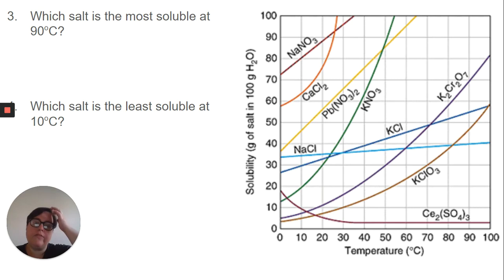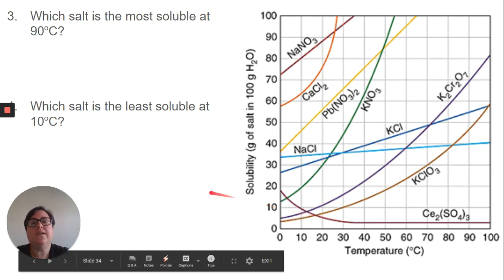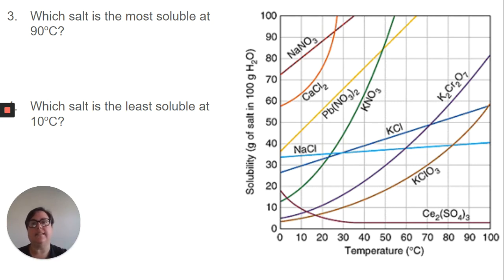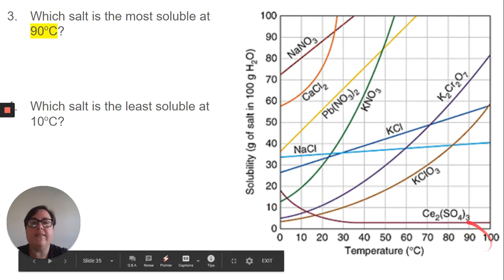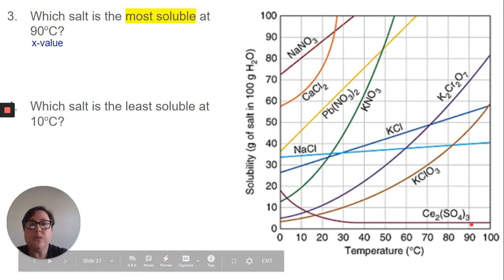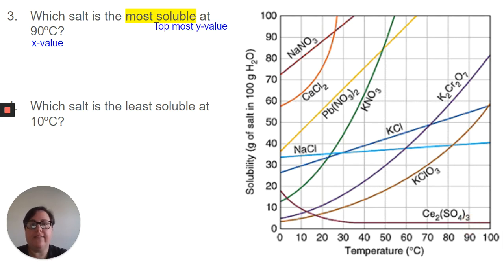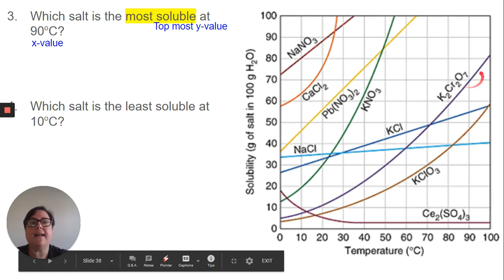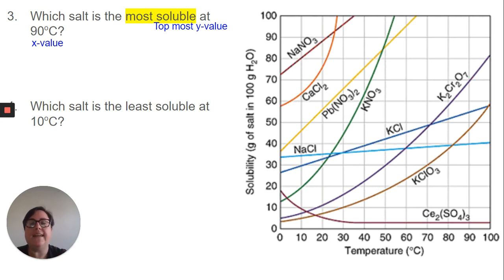All right, the third and fourth question are a little different because we're not asked to plot a point. We're asked about what is the most soluble and least soluble. So for number 3, it says 90 degrees Celsius. So I know that my X value has to be 90 degrees Celsius. Then when it says the most soluble, most means the topmost Y value. So we want to know what's the maximum amount, what substance can we dissolve the most of at 90 degrees Celsius. So we come to 90 degrees Celsius, we find the highest line at 90 degrees Celsius.